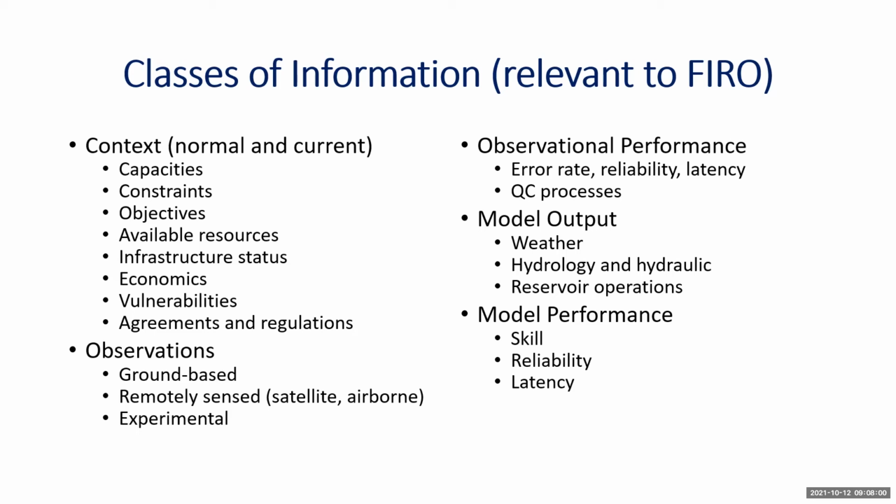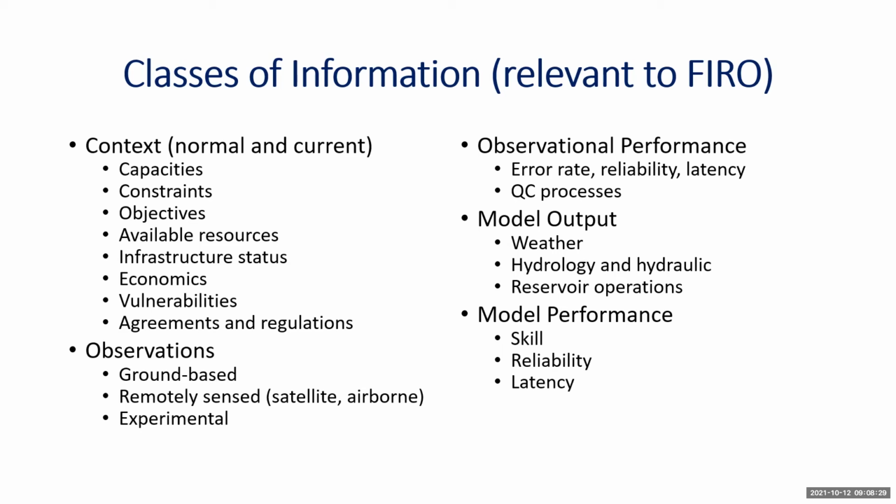We need to understand what our objectives are. What are we trying to do? Are we trying to keep the combined flow below 300,000 cubic feet per second at the confluence of the Feather and the Yuba rivers? What other objectives are there? Those objectives are important to know and to have integrated into our decision support system.